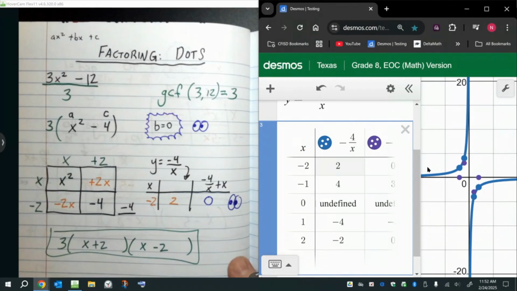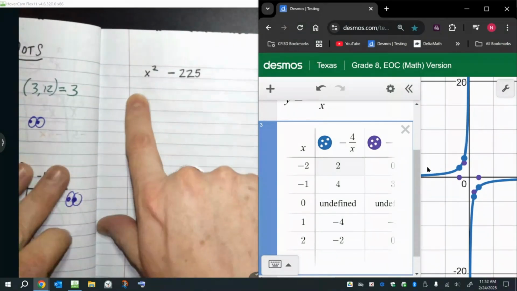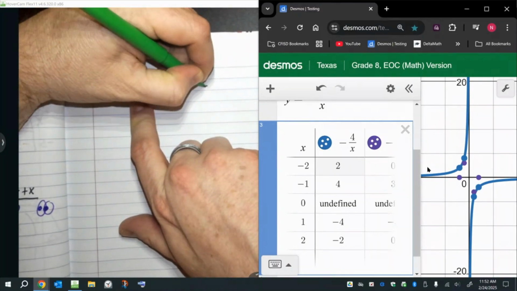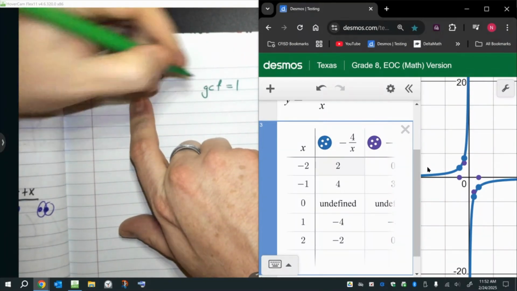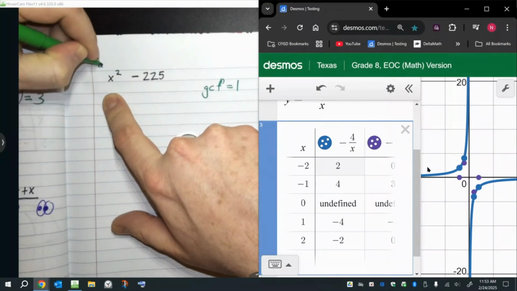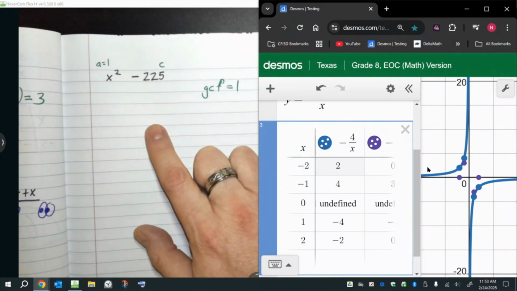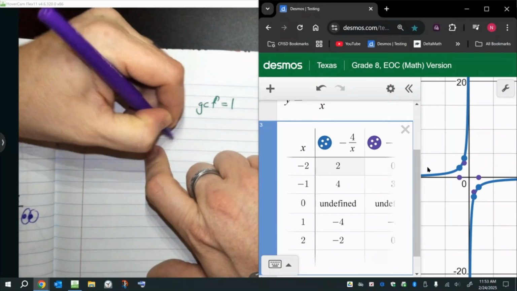All right, let's take a look at one more problem. We got another one. Oh, look. A is already 1. So if A is 1, then the GCF is equal to 1. So nothing to divide by because A already equals 1. This is C. What's our B term? Oh, yeah. B is equal to 0.